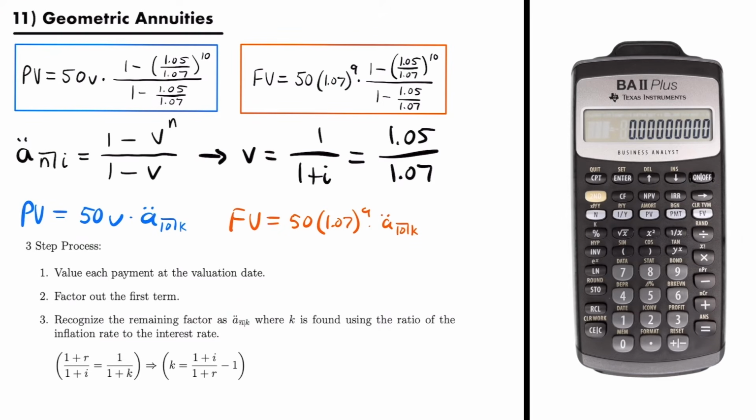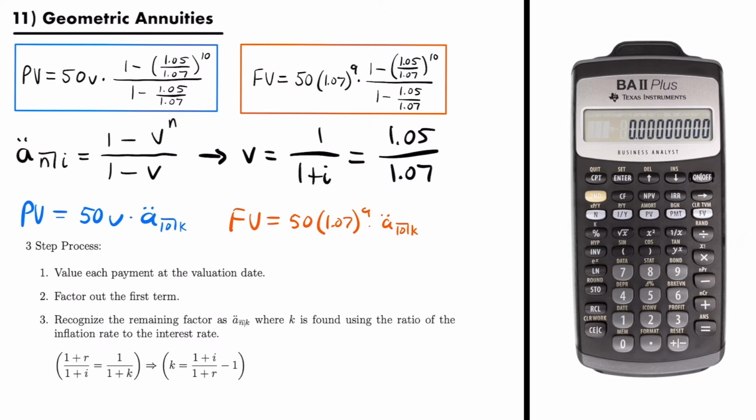Let's see if we can find the same present value and future value for this geometric annuity using this 3-step process. Now, we already have the first and second steps done for us. Again, if you want to see those in action, check out my lesson video for geometric annuities. But let's just focus on this third step and then finally finding the future value and present value. So let's start by calculating K. In this case, our interest rate is 7% and our inflation rate is 5%. That just means that each of our payments was increasing by 5%, by the way. That's what the inflation rate means.